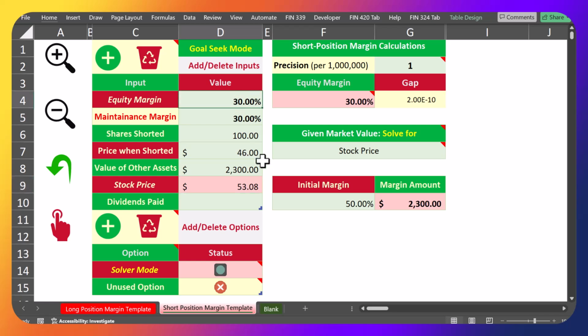For example, if maintenance margin was indeed 40%, then that would make the cutoff price 49. If it's back to 50, obviously at 46. Let's go back to 30.